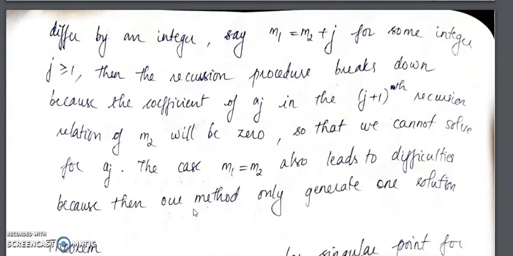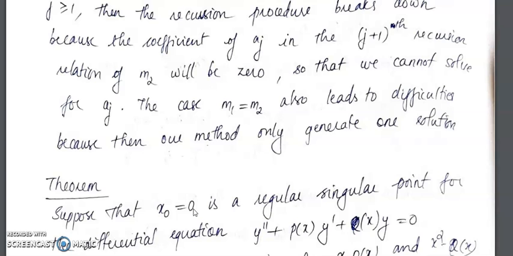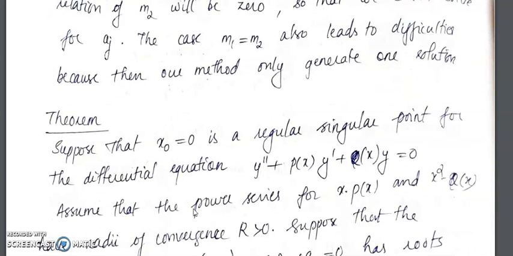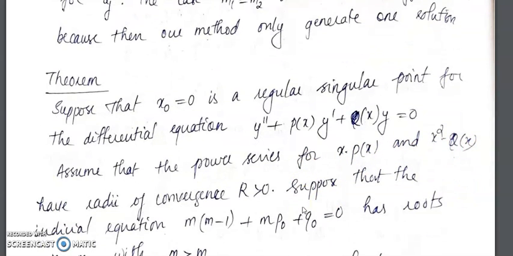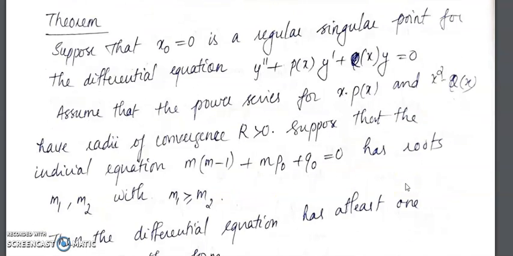So we can conclude it as a theorem. Suppose that x equal to 0 is a regular singular point for the differential equation y double dash plus p of x y dash plus q of x y equal to 0. Assume that the power series for x into p of x and x square into q of x have radii of convergence greater than 0. Suppose that the indicial equation m into m minus 1 plus m p naught plus q naught has roots m1 and m2, and let us take m1 greater than or equal to m2.